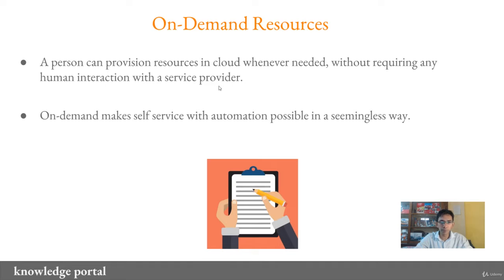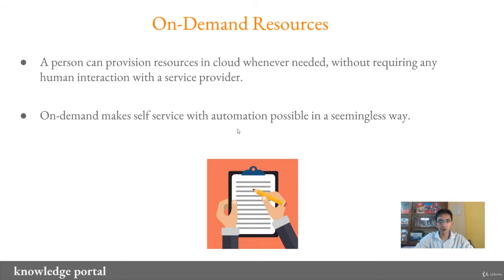This is very important because I still remember many years back, close to 7-8 years back, if we wanted to have some modification, like if we wanted to go from 2 GB RAM to 4 GB RAM on a server, we had to raise a ticket, we had to wait for 24 hours, and sometimes it used to take even more. So at that time, there was a human interaction present, and there was also a dependency on the service provider. Now, on-demand really makes self-service with automation possible in a seamless way.